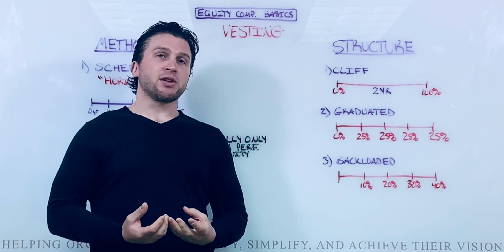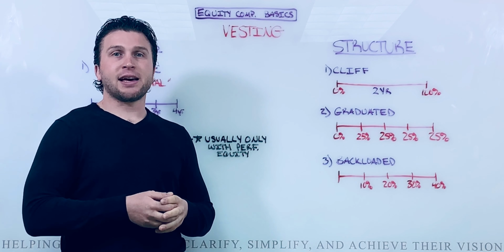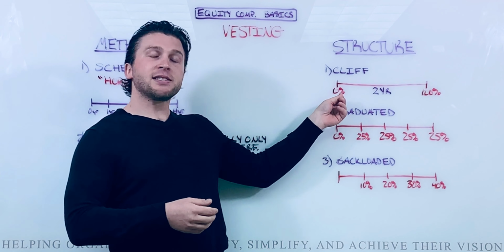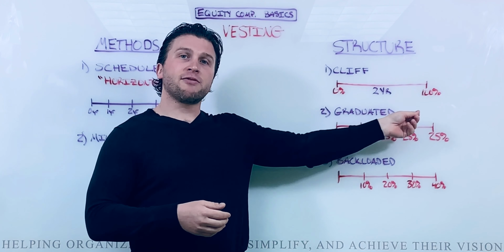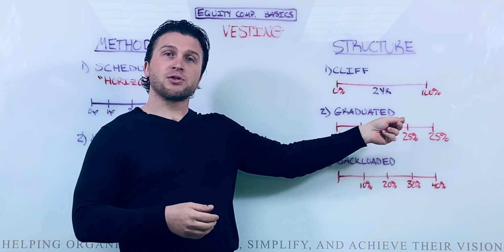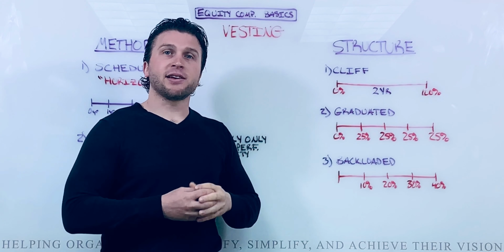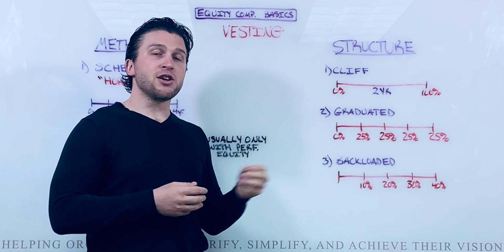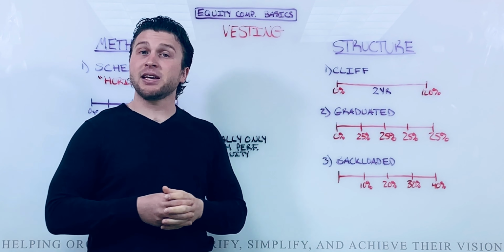The first type of structure is what we call cliff vesting, where as you move through time, you have one major milestone to hit in terms of time, and all of your equity vests at that point in time. In this example, we have a 2-year cliff vesting schedule, and at the end of those 2 years, 100% of your equity vests to you, but no equity vests in the meantime.